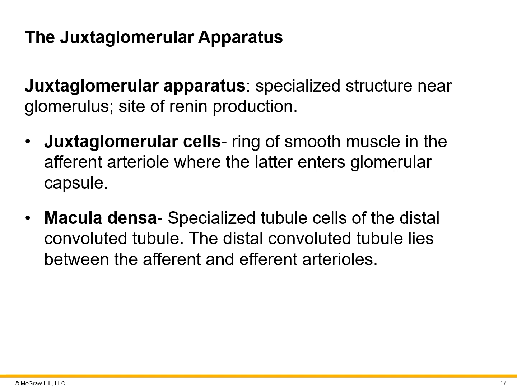Now, the juxtaglomerular apparatus here is a specialized structure close to the glomerulus, hence the name. This is where renin gets produced, which is one of the things that controls filtration and fluid retention. Juxtaglomerular cells here are a ring of smooth muscle in the afferent arteriole, where the latter enters the glomerular capsule. And then the macula densa, these are specialized tubule cells of the distal convoluted tubule, and that lies between the afferent and efferent arterioles.